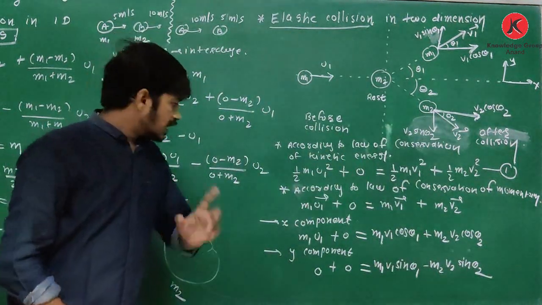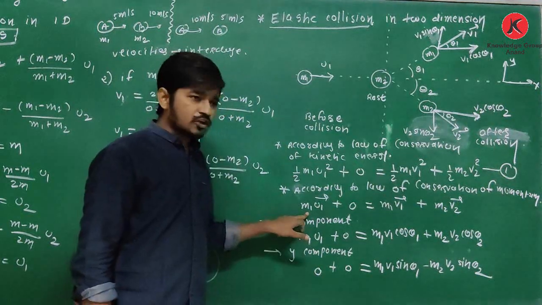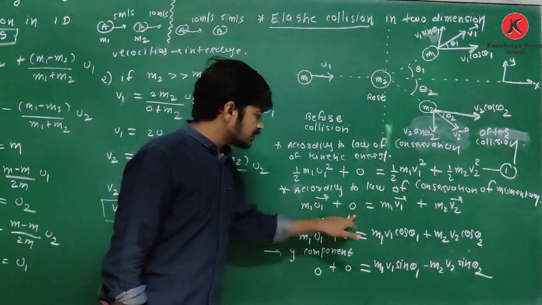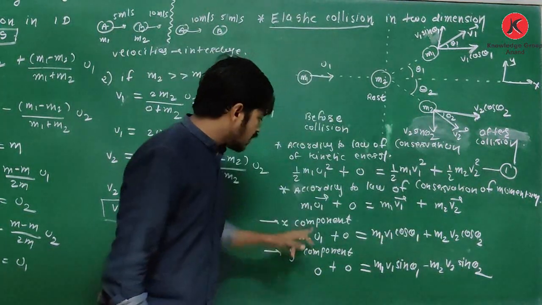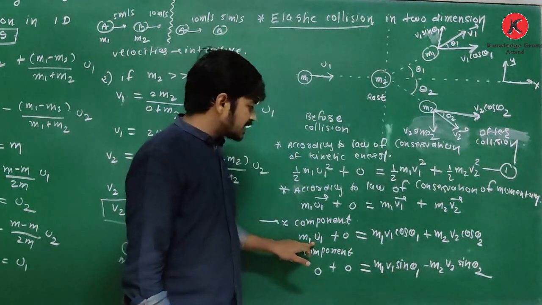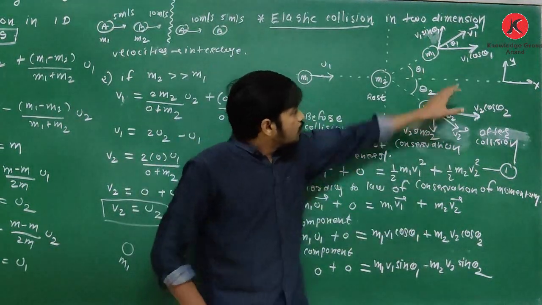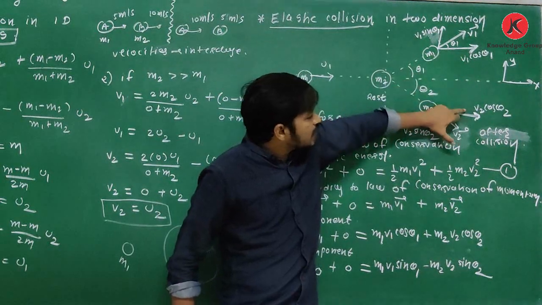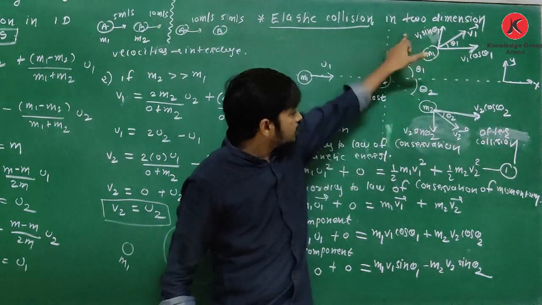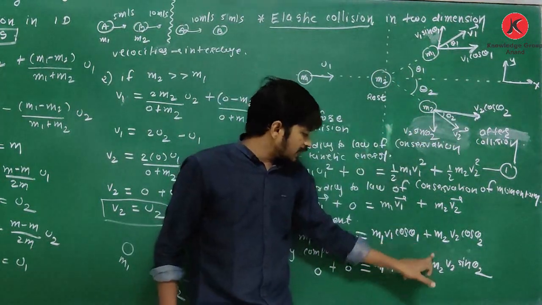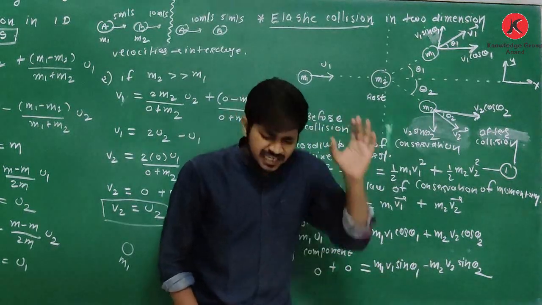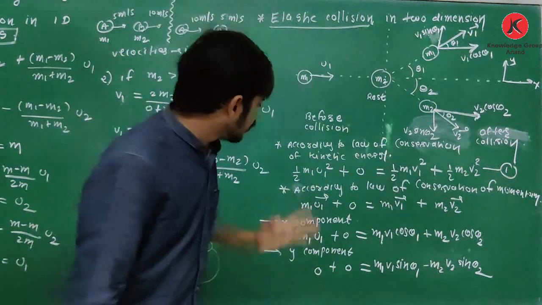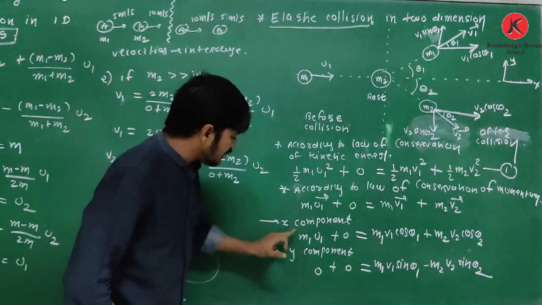Clear about this? Again, it is the law of conservation of momentum. M1 U1 plus 0 is equal to M1 V1 plus M2 V2. Its x component. Here, see the right hand side. Both x components are in the same direction, but the y components are in opposite directions. So here it is plus sign and here it is minus sign. Yes, you have to form these three equations.